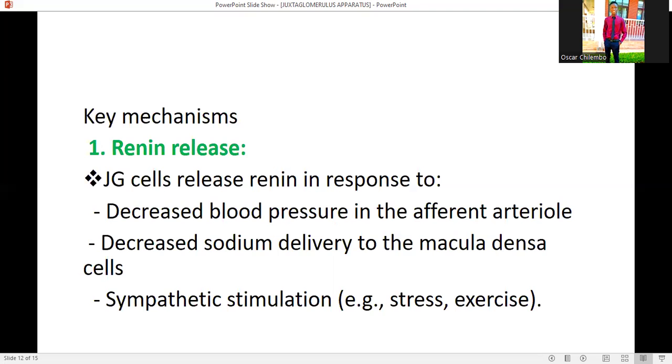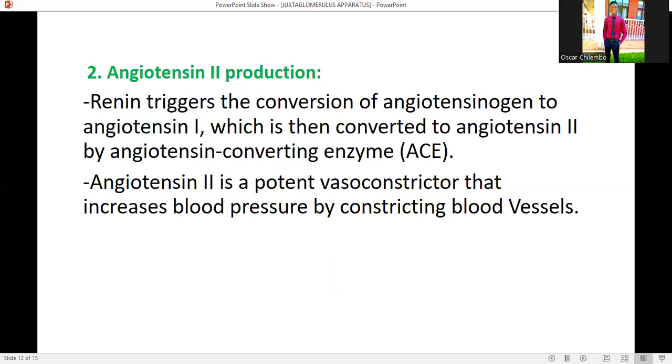Okay. Then everything I've explained here, the angiotensin 2 production, I've explained how everything happens. So renin triggers the conversion of angiotensinogen to angiotensin 1, which is then converted to angiotensin 2 by angiotensin converting enzyme. Angiotensin 2, a potent vasoconstrictor, increases blood pressure by constricting blood vessels.